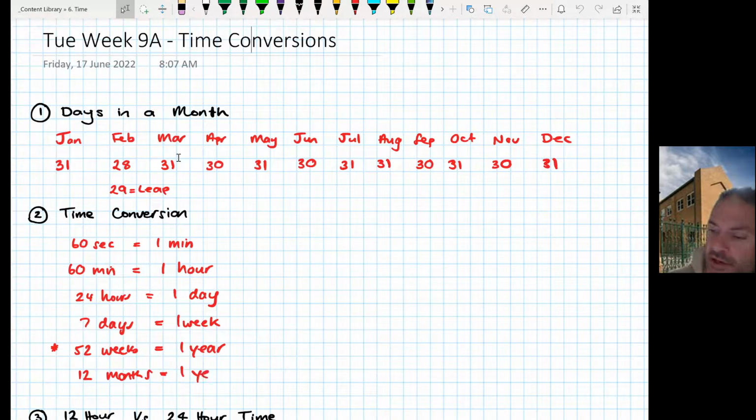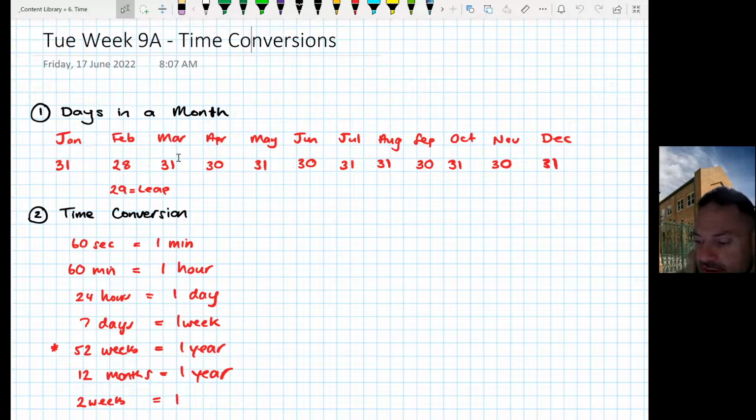I might even put on here that 2 weeks equals 1 fortnight, not the game. And of course, if there are 2 weeks in 1 fortnight, we could even say there are 26 fortnights in 1 year.